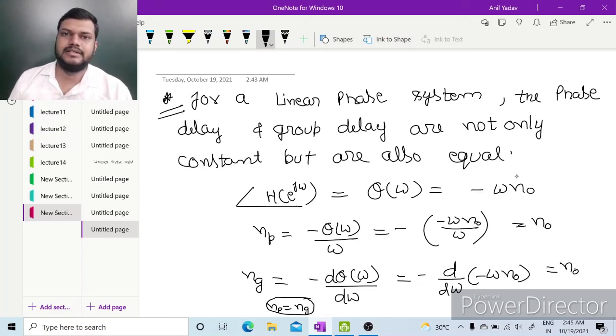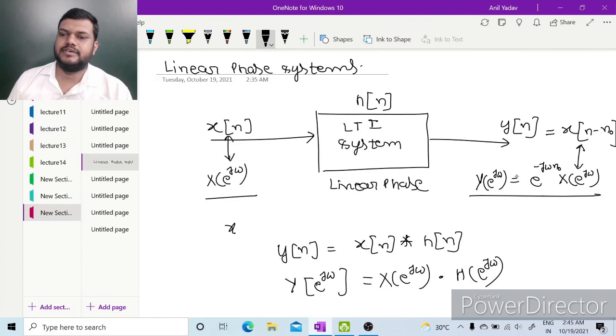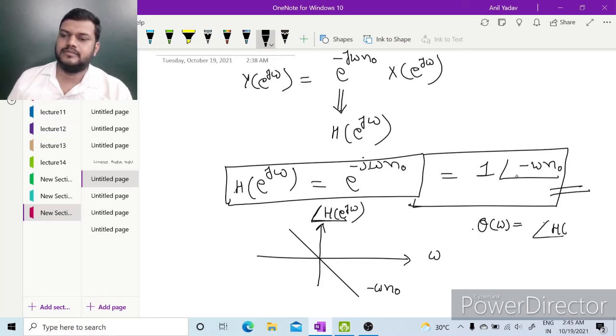So this is one method to check the given system, and if the system has h[n] with frequency response H(e^jω), then the phase of H(e^jω), which is θ(ω), should be a linear function of frequency. Then it will be a linear phase system.